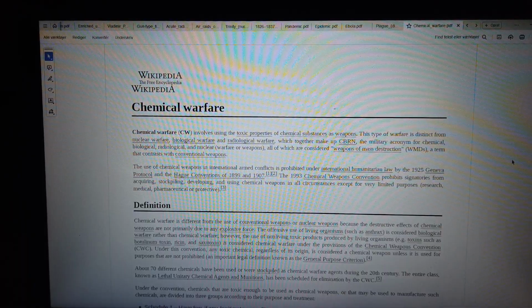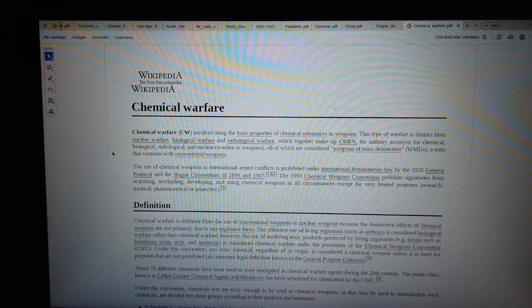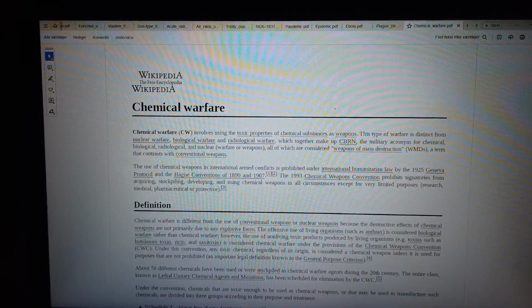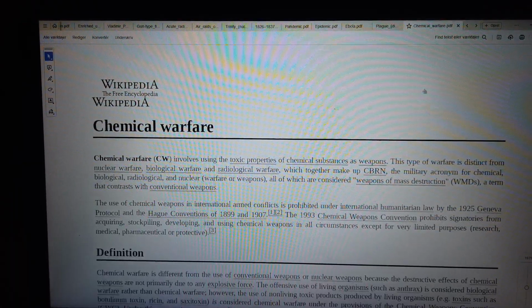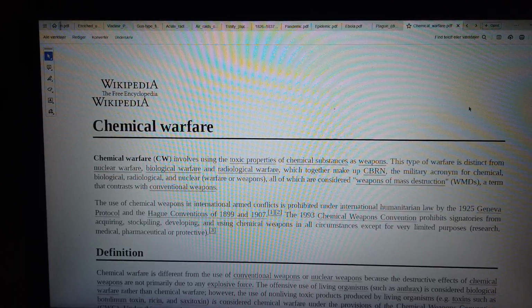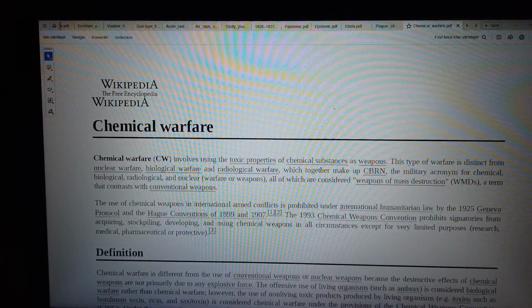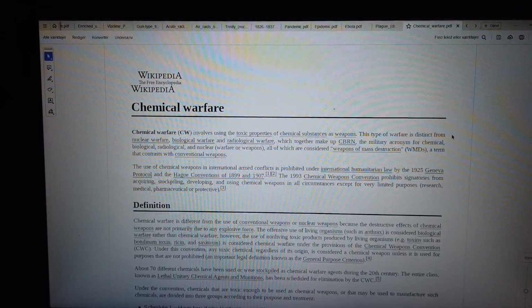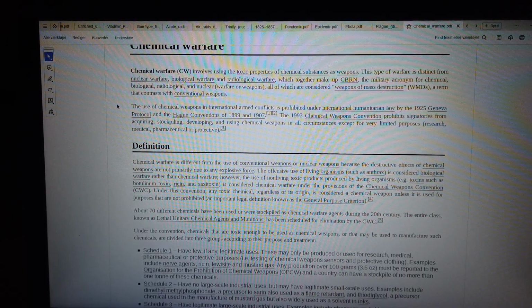Chemical warfare, CW, involves using the toxic properties of chemical substances as weapons. This type of warfare is distinct from nuclear warfare, biological warfare and radiological warfare, which together make up CBRN, the military acronym for chemical, biological, radiological, and nuclear warfare or weapons, all of which are considered weapons of mass destruction, WMDs, a term that contrasts with conventional weapons.